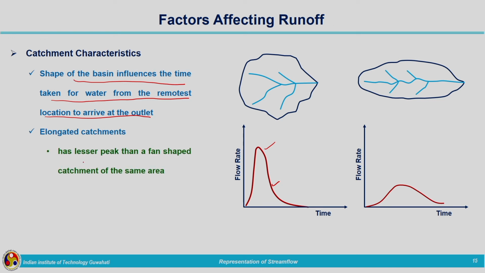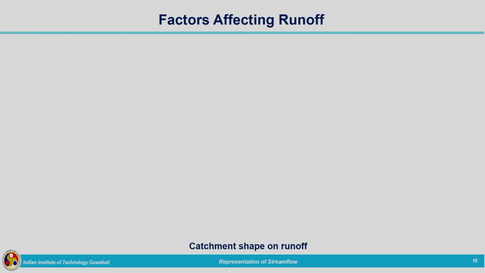Elongated catchments have lesser peak compared to fan shaped catchment of the same area and longer runoff durations than a fan shaped catchment. So, you can compare the hydrographs in both the cases. One is having a sharp peak and in the other case it is having a flat peak. Now, coming to catchment shape on runoff, different catchments we can consider.